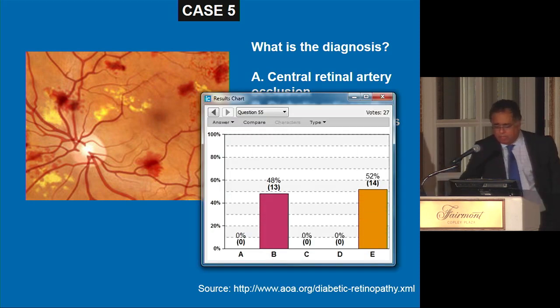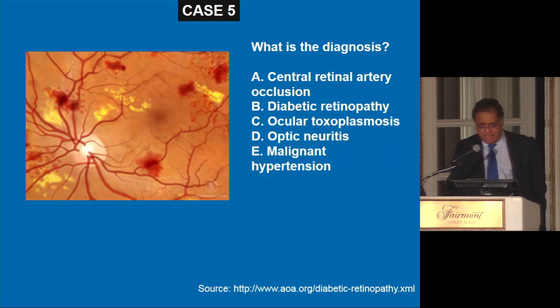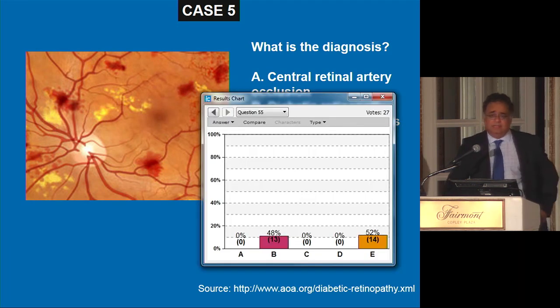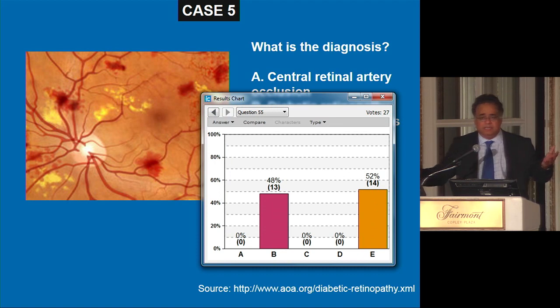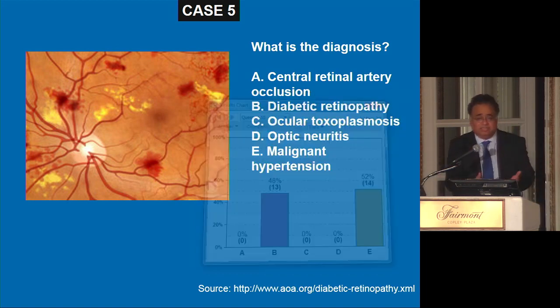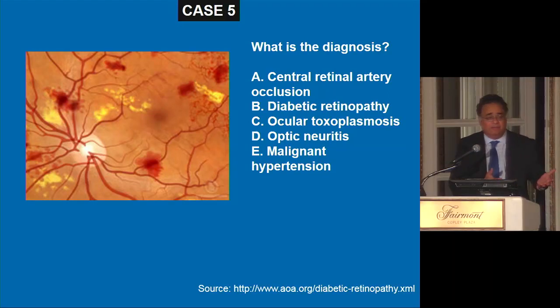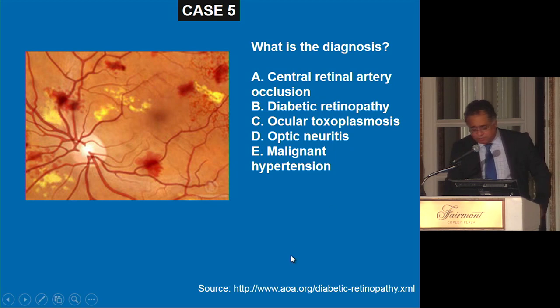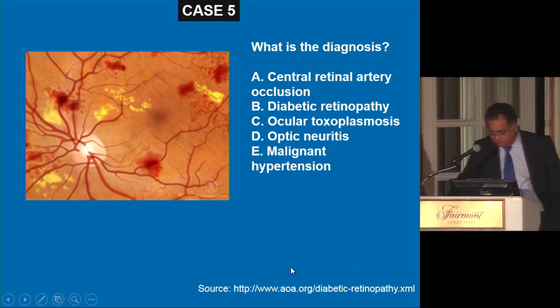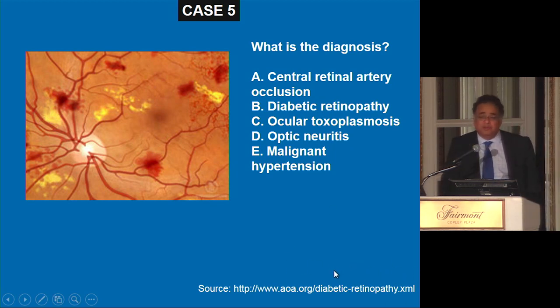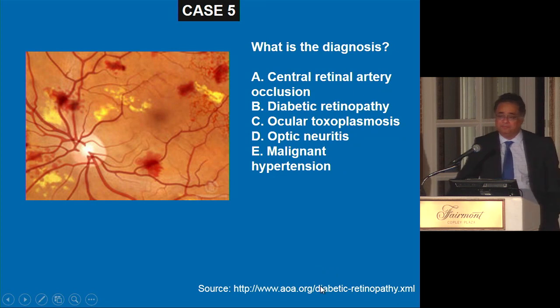So about half of the people got E, and about half of the people got B. So 27 people. You know, there were only 2 really important possibilities, right? You look at this and you say it's either diabetic retinopathy or hypertensive retinopathy. Now, most of you didn't see what the answer was because it was given here. And this just shows you that you don't pay any attention to what's on the slides, because this is the source, and the source says diabetic retinopathy.